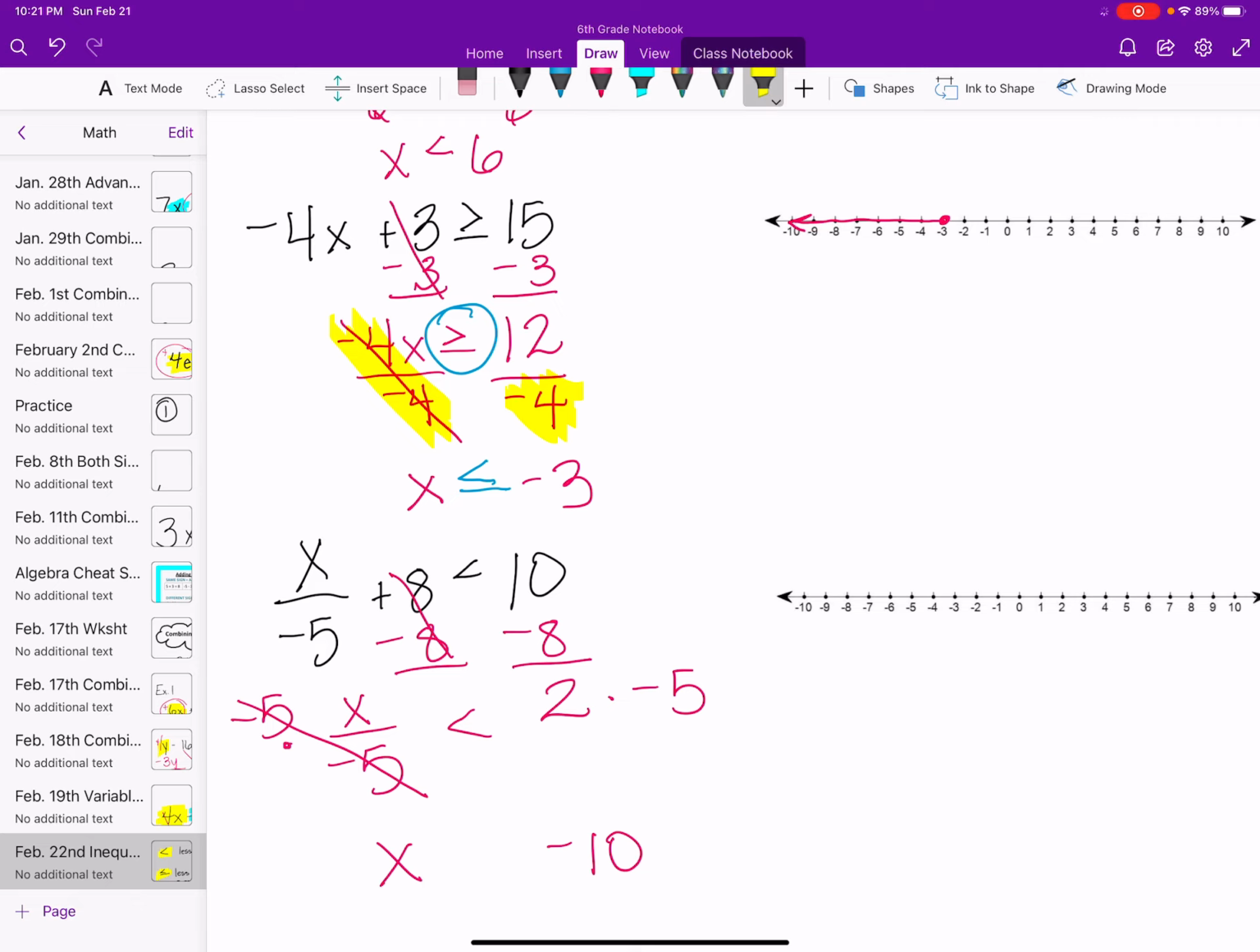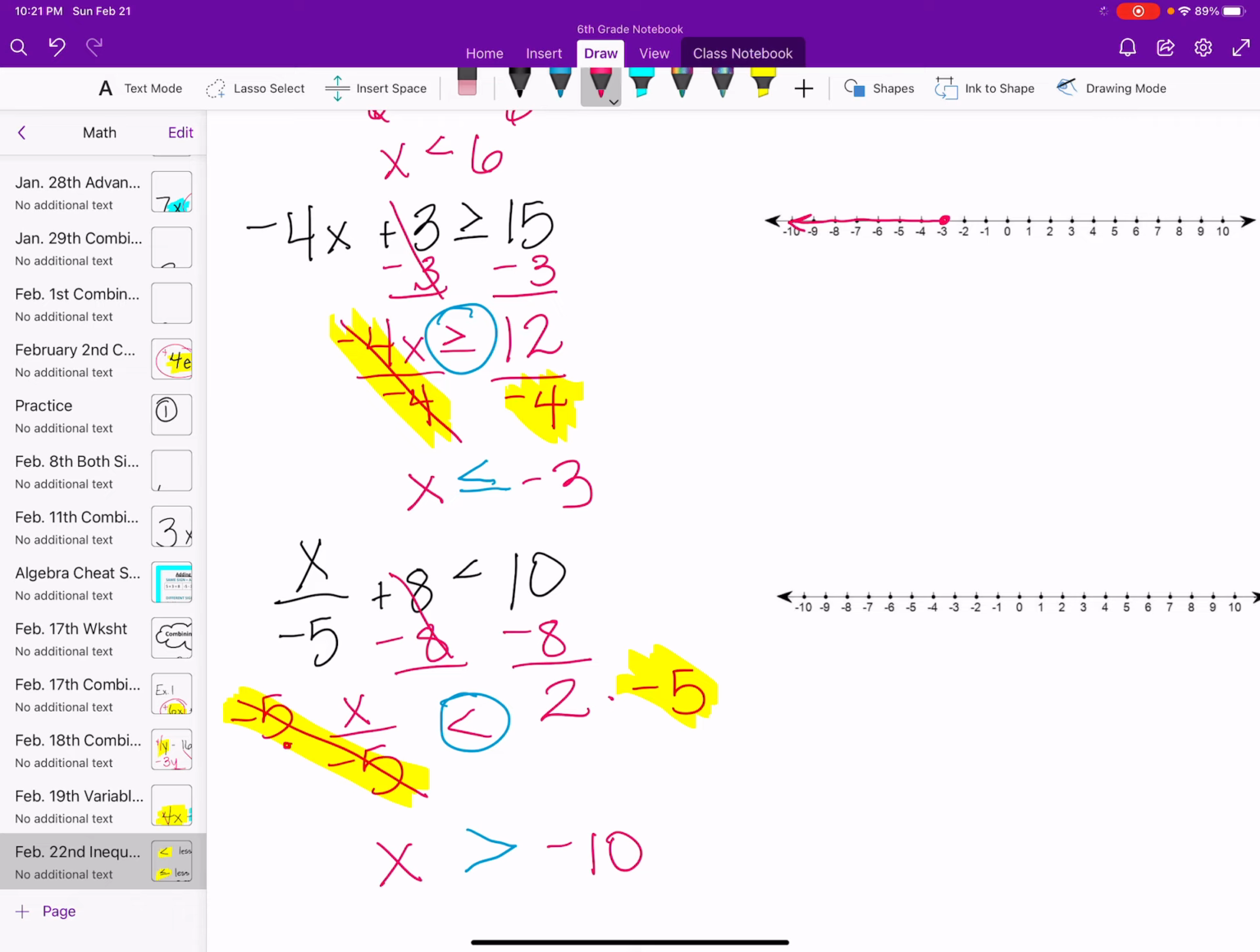Now, because I multiplied by a negative number on each side, I have to switch this less than sign. So now I'm going to switch it to the opposite, and it's going to become a greater than sign. So my answer is now going to be x is greater than -10.